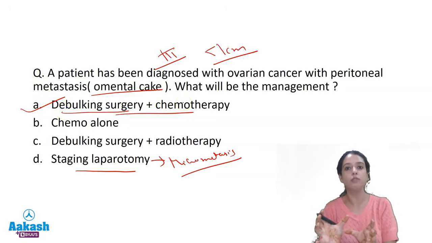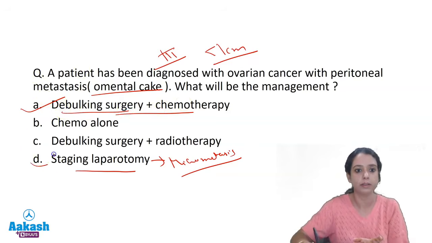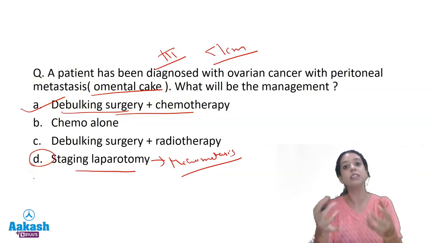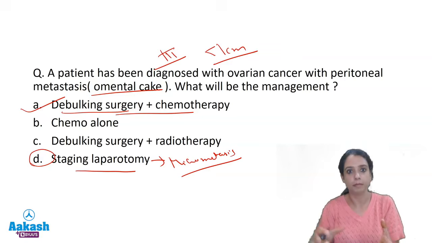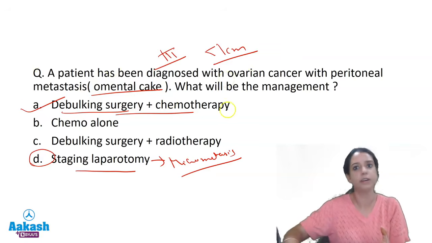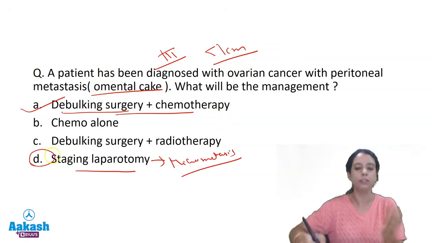If it was only an ovarian tumor, what would we do? We would do staging laparotomy. We want to know at which stage the ovarian tumor is. But here we are very clear. It is given peritoneal metastasis, isn't it? So this is your answer, A.